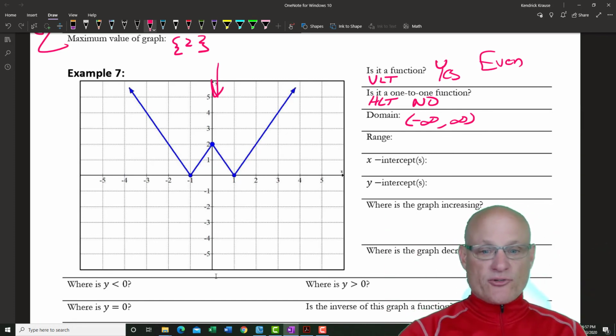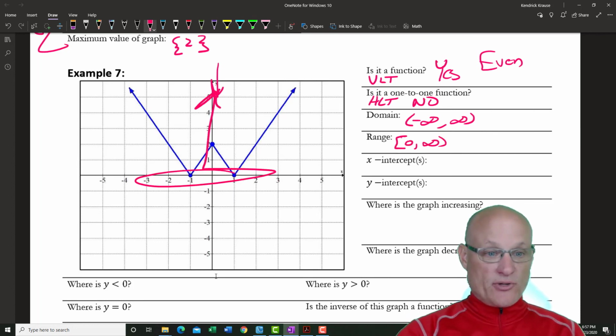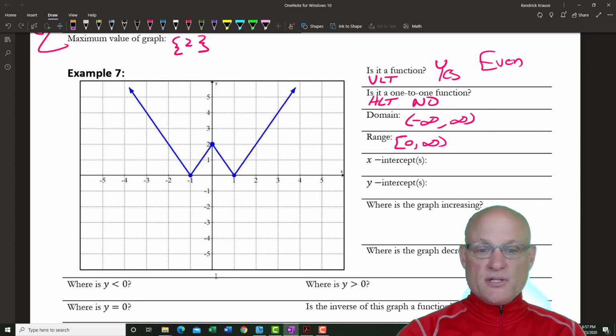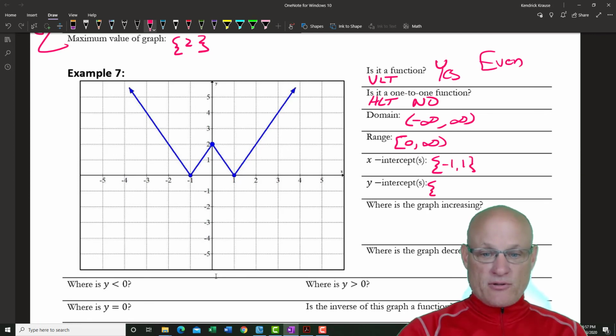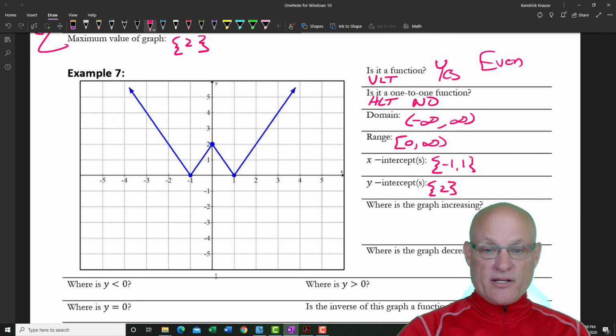What's the range? Starts at 0 and goes up, right? The lowest y value is here, 0, and it goes up. All right, what are the x-intercepts? It crosses the x-axis at negative 1 and 1. The y-intercept is 2. Now this one's going to be hard.